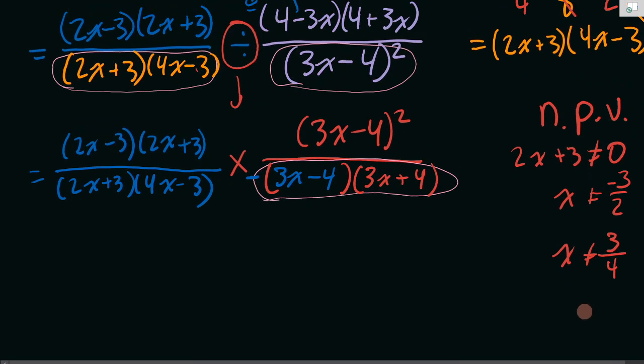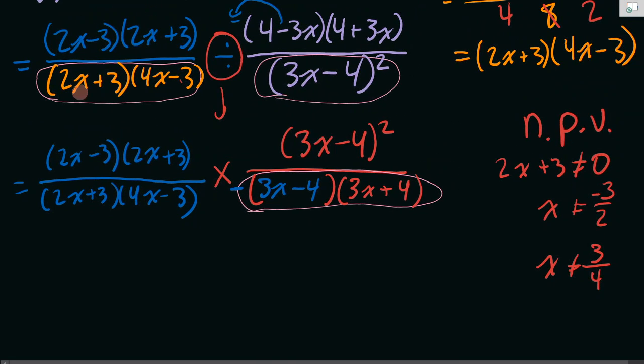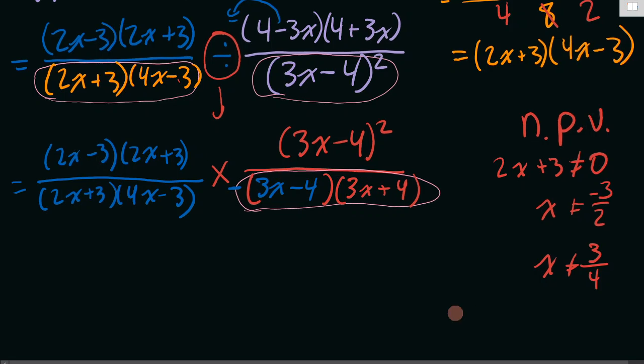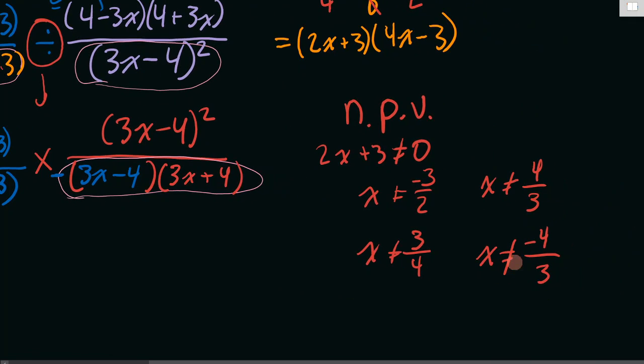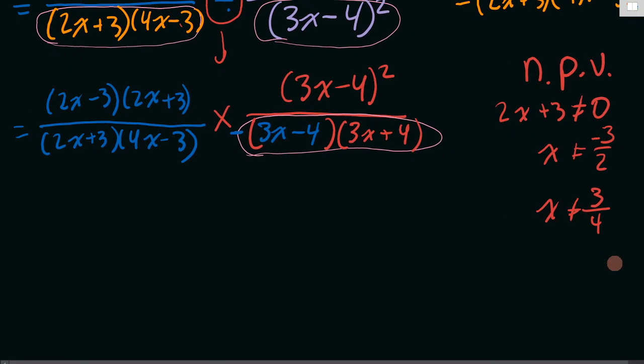Now that we've done that, we ended up with non-permissible values from our denominators here, because we can't divide by 0. And after we flipped our fraction to its reciprocal, when we changed from division to multiplication, what was in our numerator is now in our denominator, which gave us another restriction. And last step, we just need to reduce what we can.